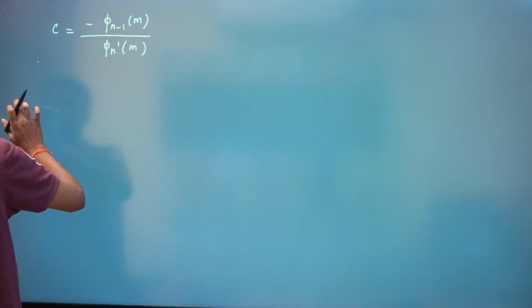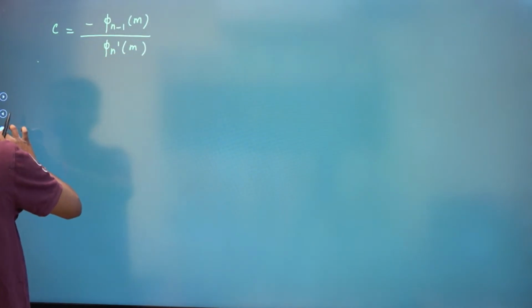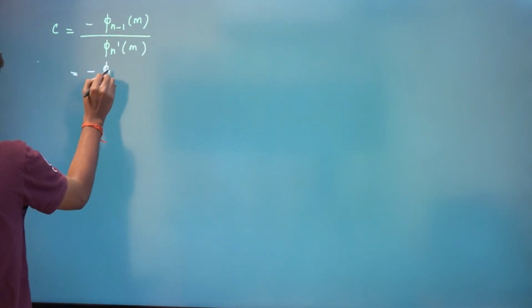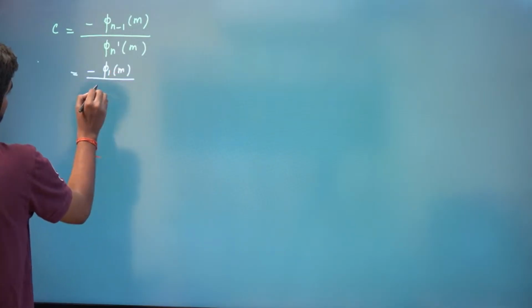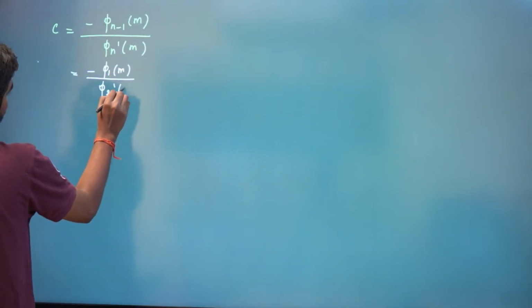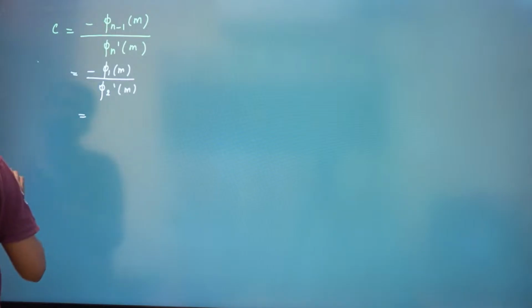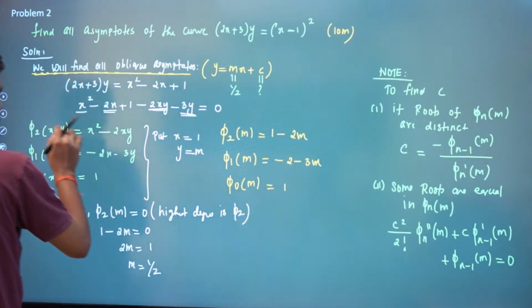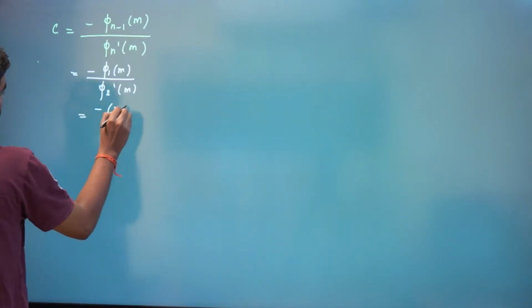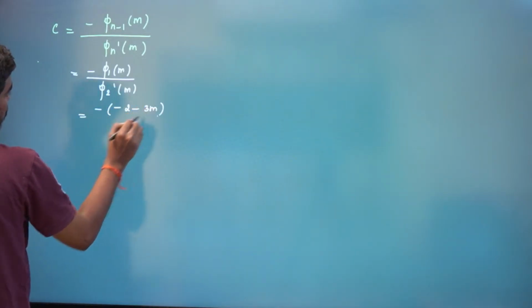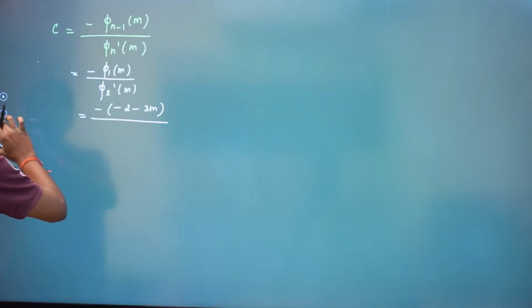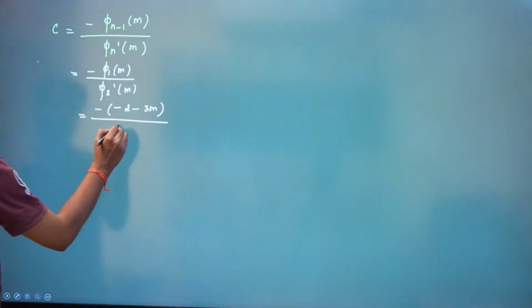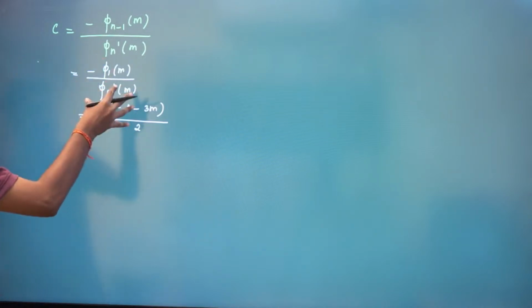So here n is 2, because n is the highest degree term, which is given by n is equal to 2. So minus P1 of m divided by P2 dash of m. So it will be minus of minus 2 minus 3m whole divided by phi2 dash of m. So phi2 dash of m will be minus 2, right? Minus 2.